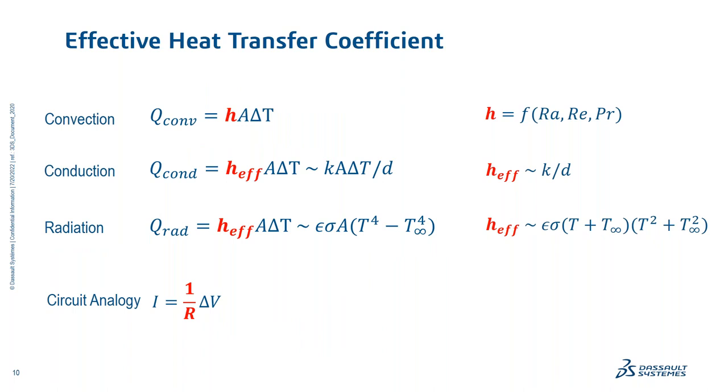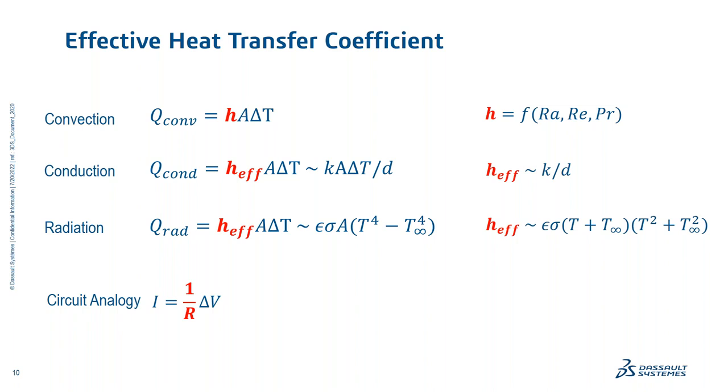I don't want you to get intimidated by these equations, but the thing to take home is that the convection coefficient that people usually talk about when dealing with convection heat transfer can be conceptually thought of as a conductance, or the inverse of the resistance. I label it 1/R here in our circuit analogy. Similarly, for conduction and radiation, it's not super scientifically correct, but we can lump them into an effective heat transfer coefficient.